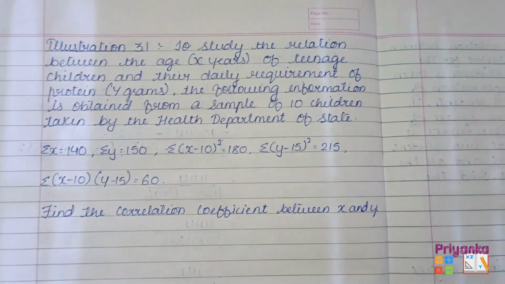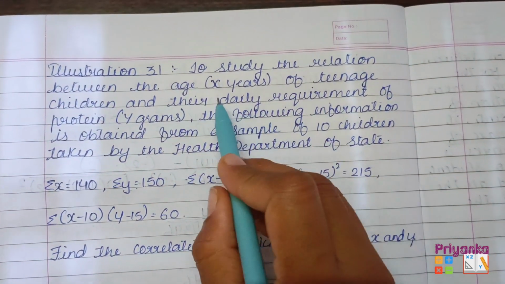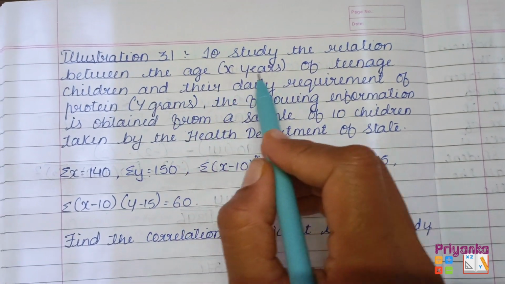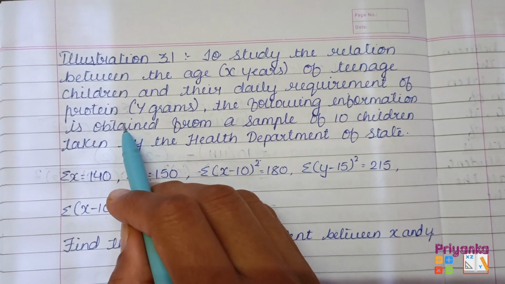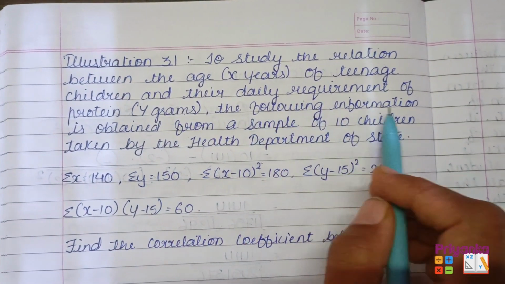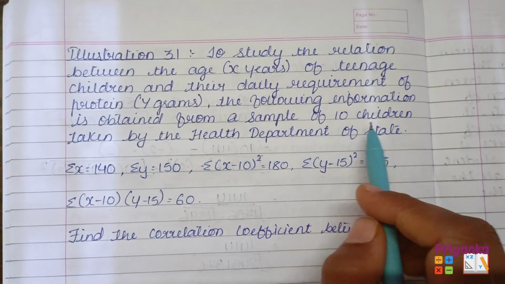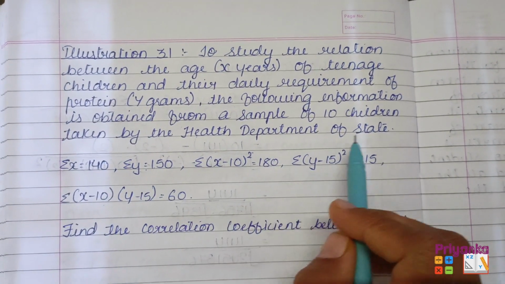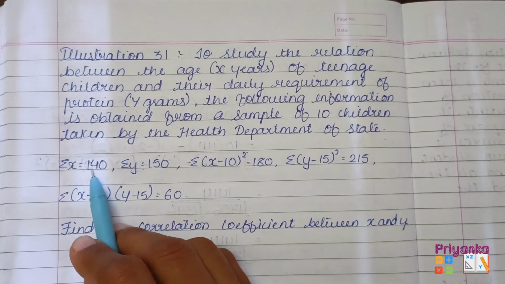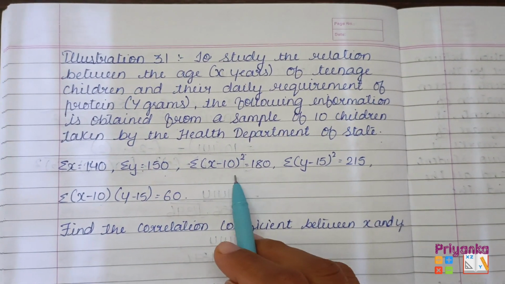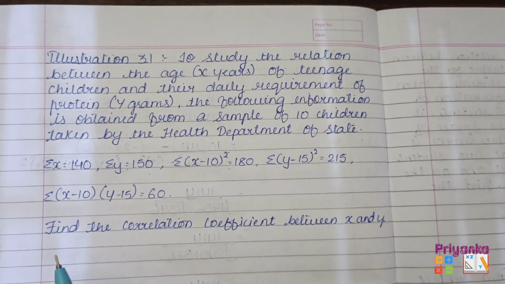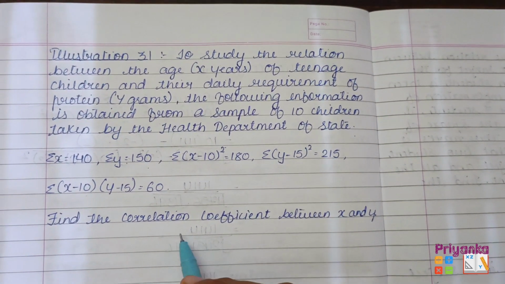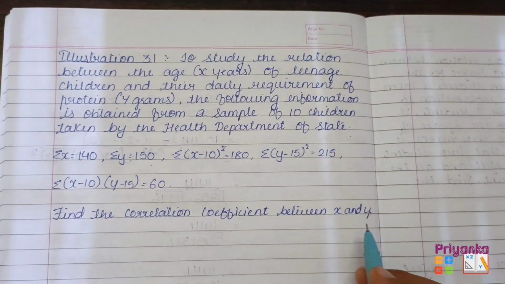Now moving to the next illustration, that is illustration number 31. Quite important. To study the relation between the age x years of teenage children and their daily requirement of protein y grams, the following information is obtained from a sample of 10 children taken by the health department of the state. Sigma x is 140, sigma y 150. This information is quite similar to illustration number 30, and even here they told you to find the correlation coefficient between x and y.